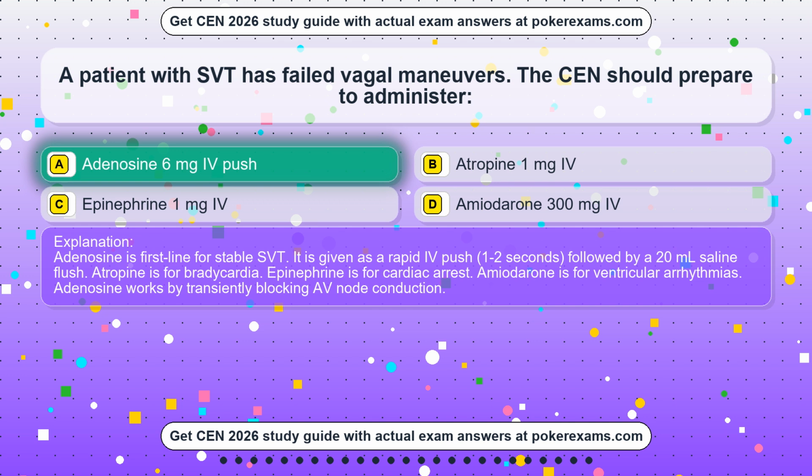Adenosine is first line for stable SVT. It is given as a rapid IV push, 1 to 2 seconds, followed by a 20 ml saline flush. Atropine is for bradycardia. Epinephrine is for cardiac arrest. Amiodarone is for ventricular arrhythmias. Adenosine works by transiently blocking AV node conduction.